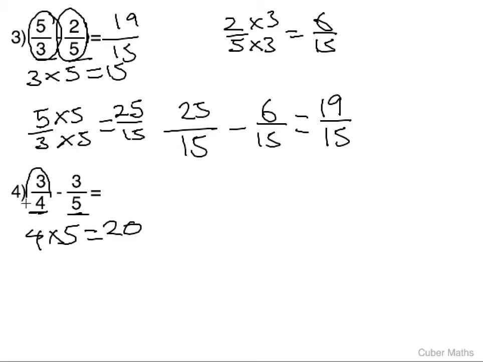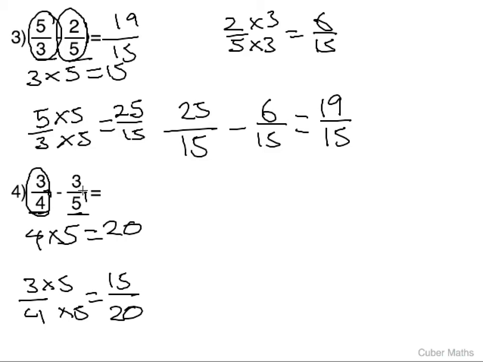So if we take a look at our first fraction, we had 3 over 4, and we times the bottom of 4 by 5 to give us a denominator of 20. So we need to do the same to the top. So we do 3 times by 5, which gives us 15 over 20.